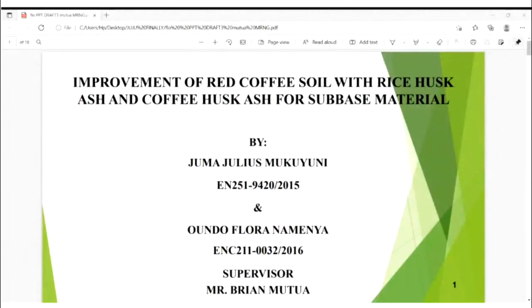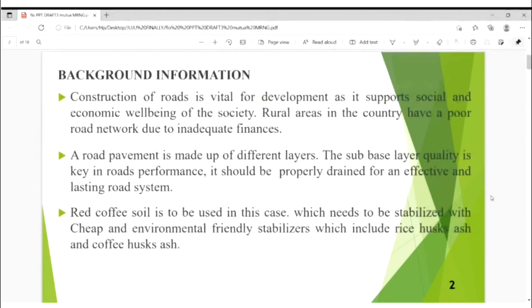Our topic is improvement of red coffee soil with rice husk and coffee husk for sub-base material. The background: construction of roads is a vital development in support of the socio-economic well-being of society. Road pavement is made up of different layers. We are trying to improve the red coffee soil by stabilizing it with stabilizers like coffee husk and rice husk.